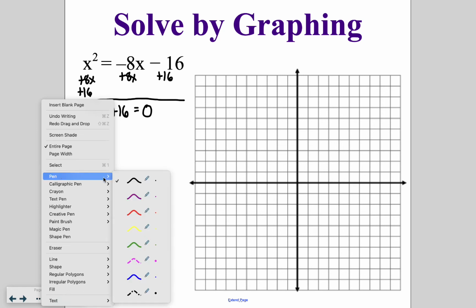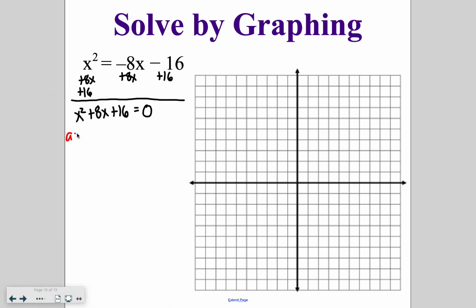Now I can go ahead and continue with my graphing process. A is equal to 1, B is equal to 8, C equaling 16. So for my axis of symmetry, I've got the opposite of B, so -8 over 2 times 1, giving me -8 divided by 2, meaning that our axis of symmetry is at x equals -4. So 1, 2, 3, 4 to the left, and we're going to go ahead and put in our dashed vertical line there as our reflection point reference.